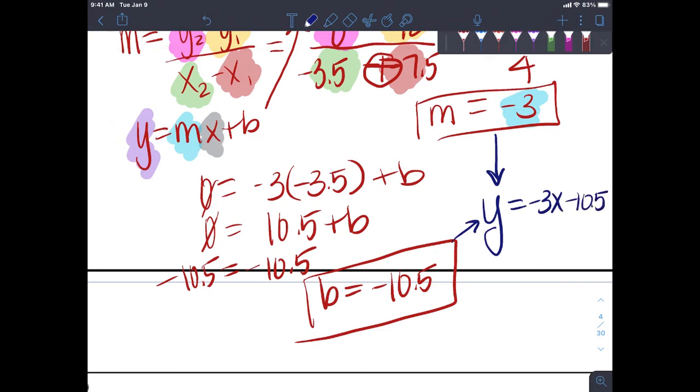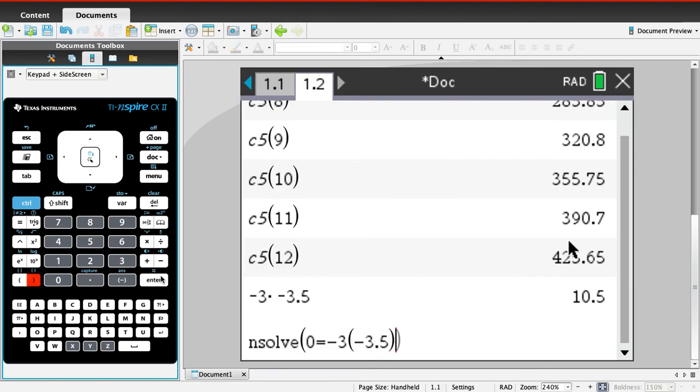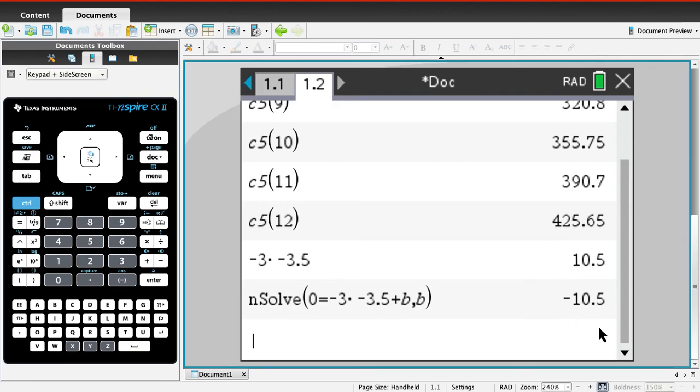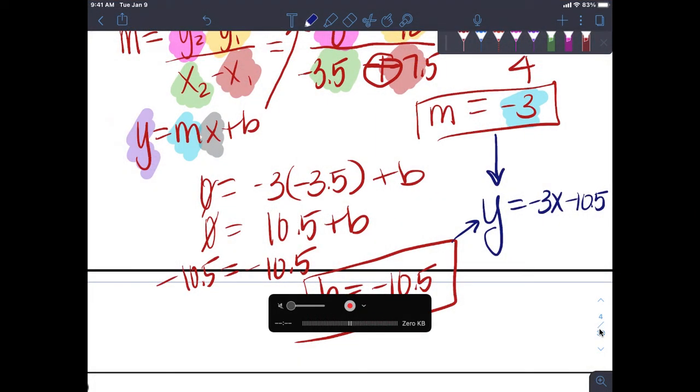I could have also verified my b value by using nsolve. So I could actually type it, or I can hit menu 3-1. But I'm going to go ahead and use this. So 0 equals negative 3 times negative 3.5 plus b comma b. And it should spit out the exact same answer. And it does. Negative 10.5. Exactly what I got before. Now, I know that I have my equation correct.